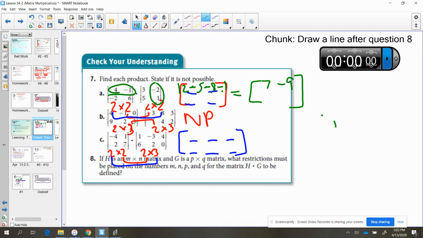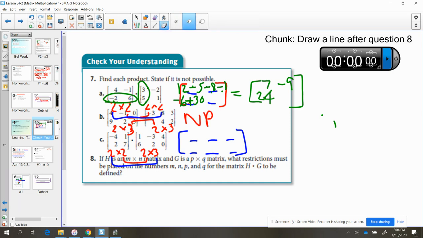Last but not least, if we are looking for the second row, we need to use the second row here. And for column 1, this first spot here, we'll use column 1 of our second. So negative 2 times 3 is negative 6. 6 times 5 is positive 30. So negative 6 plus 30 is 24.